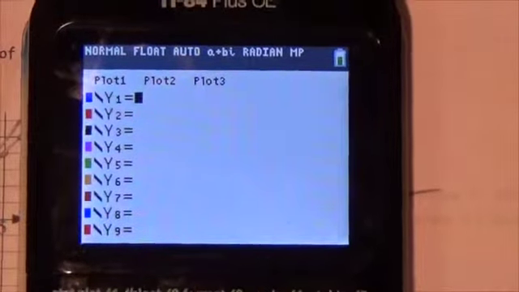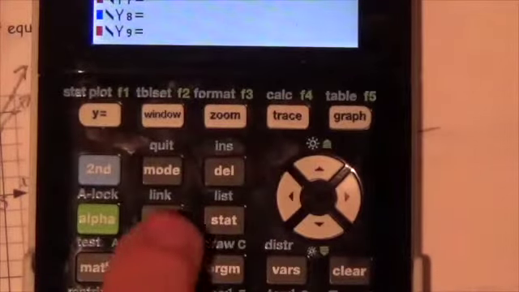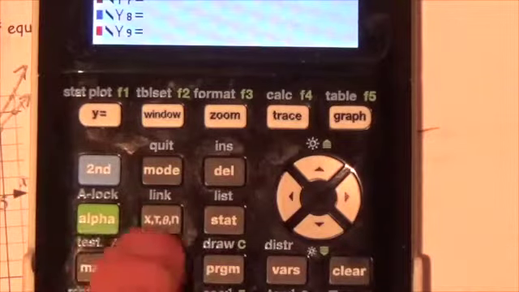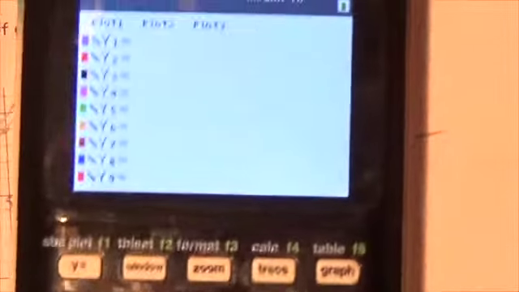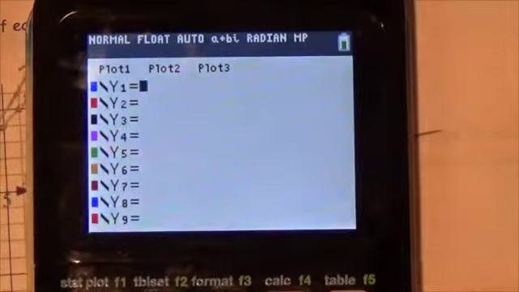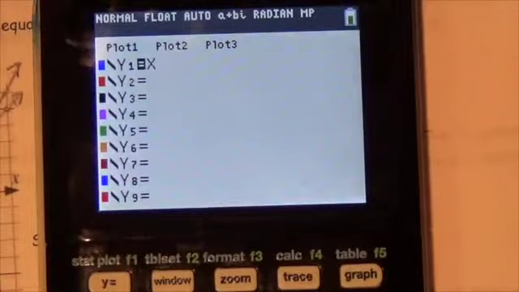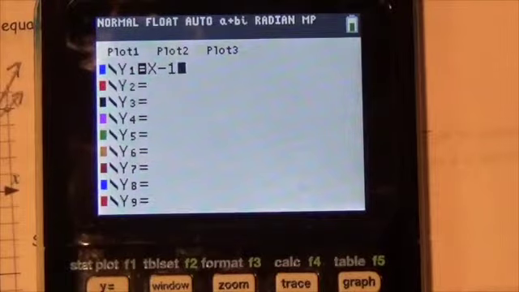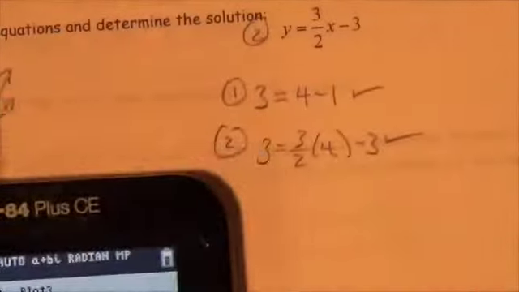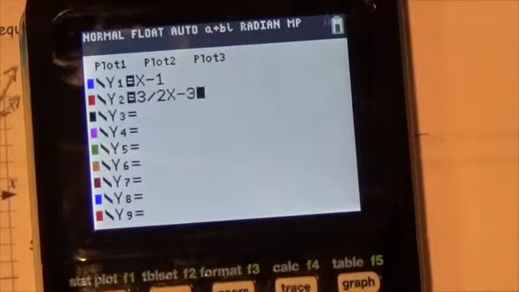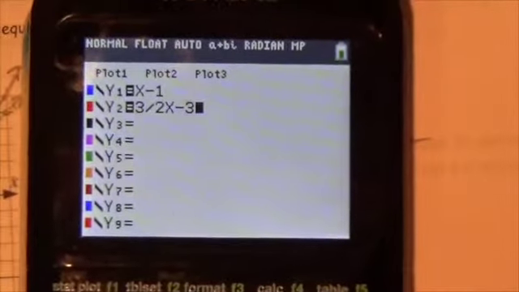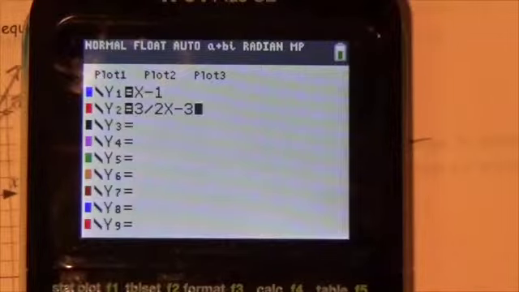And again, just so that we know where our variable button is, this is the variable button you typically want to use, right next to the alpha button. There's my x. Okay, so there's my screen there. x minus 1, my first equation. And then the next one was 3 divided by 2 x, minus 3. Okay, so those are my two equations in this system.